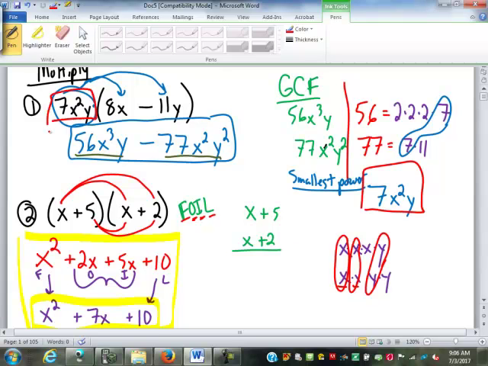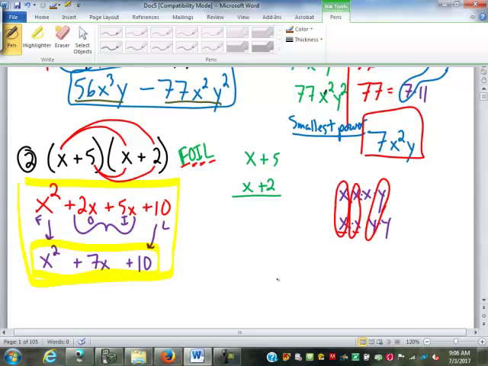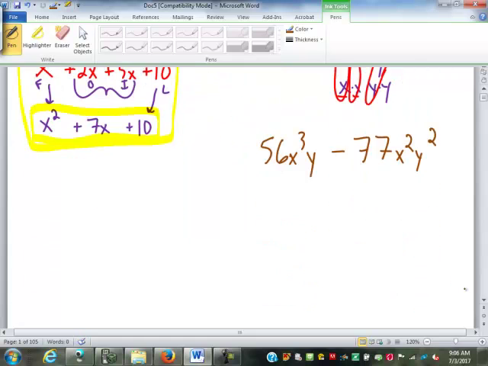See a correlation there? So once I've found that greatest common factor of 7x squared y, I have found 7x squared y is my greatest common factor. Remember when we did factor trees? If I was factoring 80, I said 80 is divisible by 10. How did I get the number to go over here?